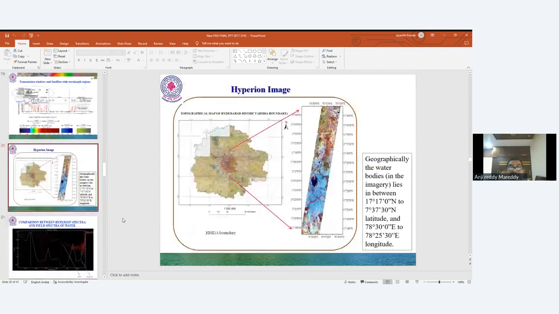Look now. You see how the Hussain Sagar Lake data can be visualized in the Hyperion image. In this Hyperion image, geographically, the water body lies in between this longitude and latitude. The Hyperion image looks like this for Hussain Sagar Lake. And the digital data, she has analyzed in terms of different curves, and she correlated all these things.